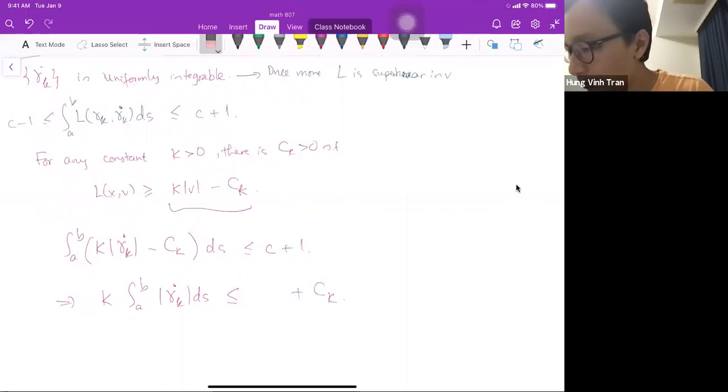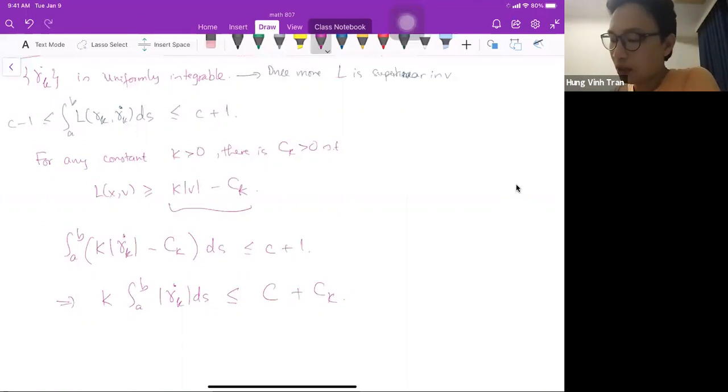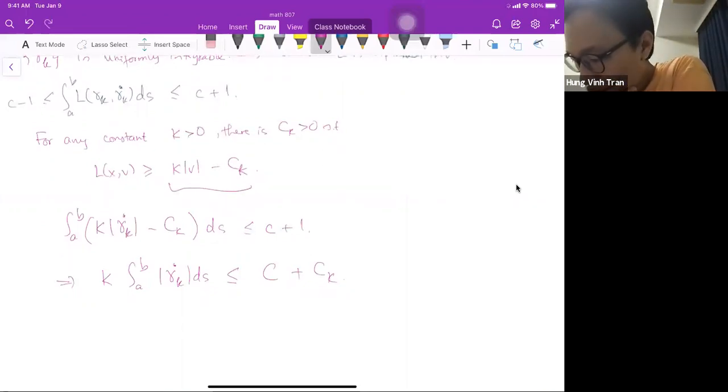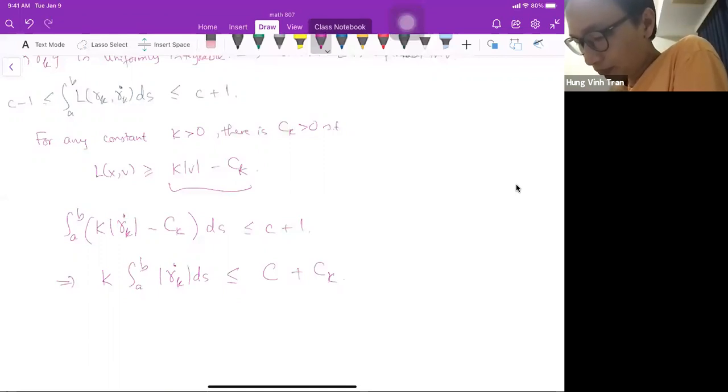So I'm almost done. Bear with me for one last minute. What's the better way to write this one down? Give me a second. I'm trying to find a better way to write this down to finish up the proof.